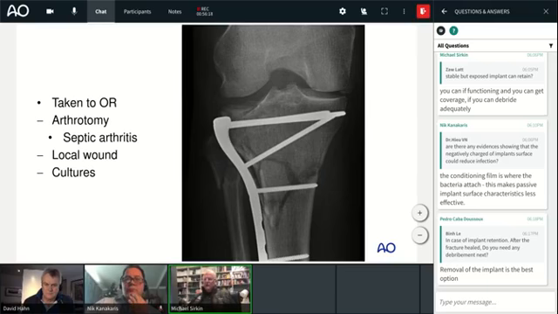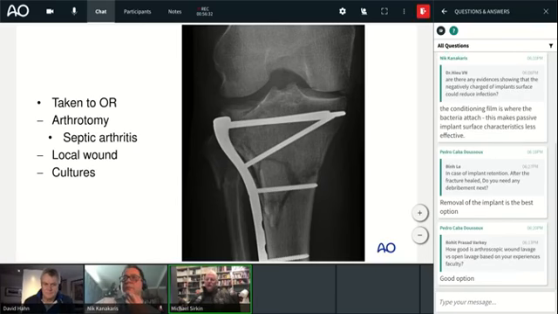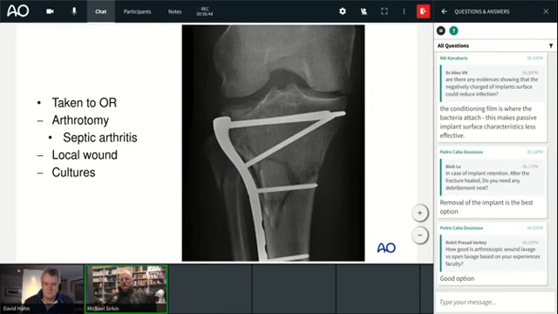But at the same time, trying to fix an infected bone, to get stable fixation when you already have an infection, may not be the best idea. If the patient was 20, you may consider it, but in an elderly patient who's retired, who wants to just get back to refereeing, I decided, this is my case, I decided not to do it. So unless there's anything else, I'll move on.